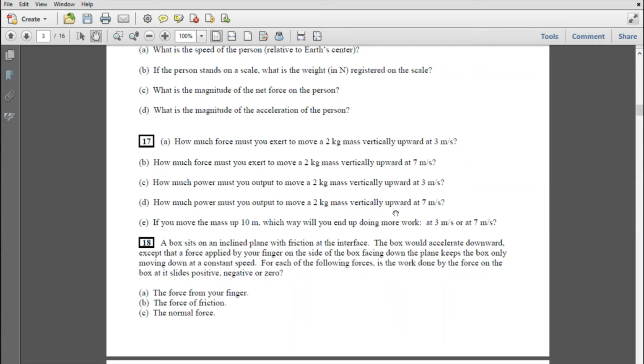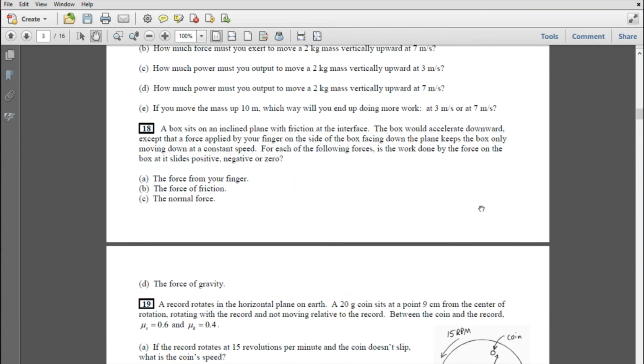E, if you move the mass up 10 meters, which way will you end up doing more work, at 3 or 7? The answer is I will do the same, because it's a constant force. We can use the formula for work, which is Fx times delta x, if plus x is up, and the delta x is the same, and the Fx is the same. In one case we do that work in a very short period of time, and in the other it takes a little bit longer, but we end up doing the same work overall in the two cases.